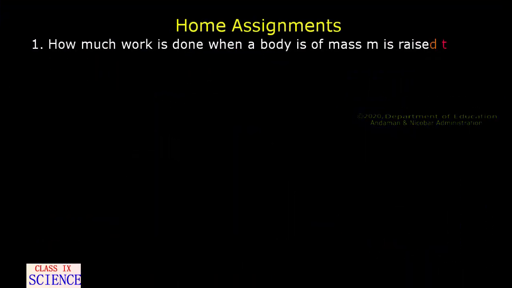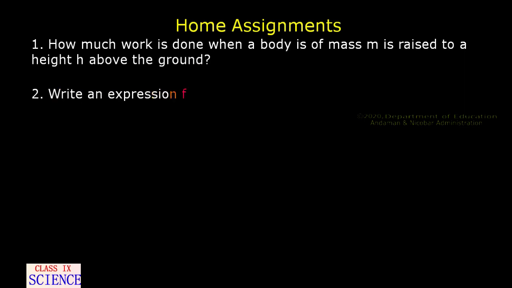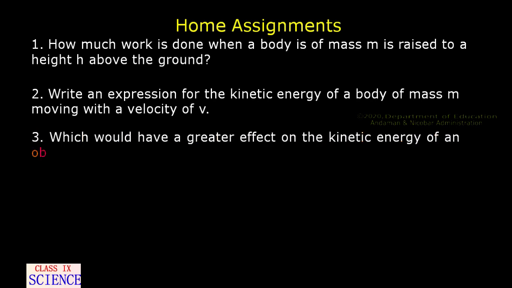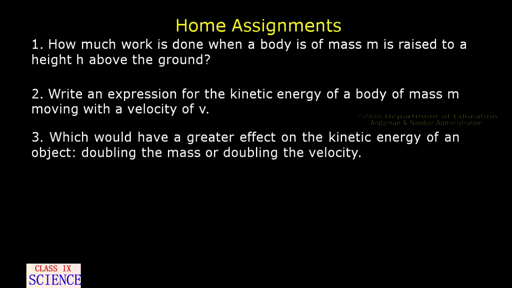How much work is done when a body of mass m is raised to a height h above the ground? Second question: write an expression for the kinetic energy of a body of mass m moving with a velocity of v. Third question: which would have a greater effect on the kinetic energy of an object, doubling the mass or doubling the velocity? This we have already discussed.